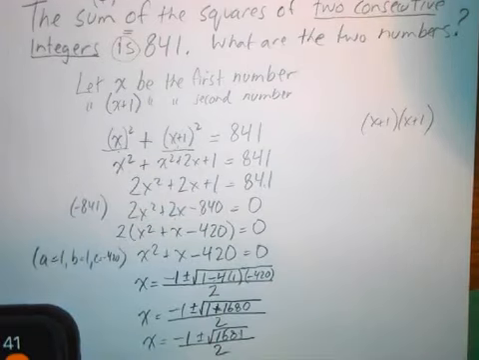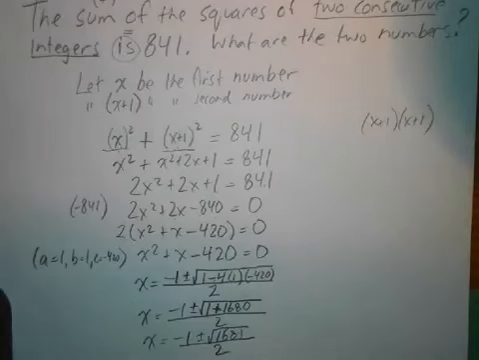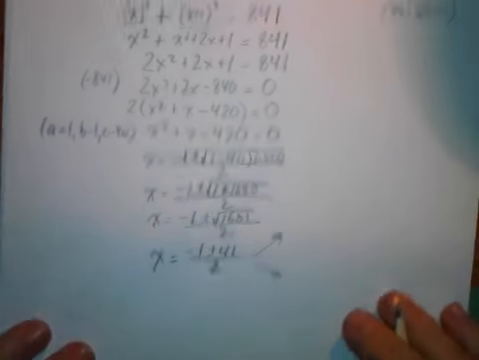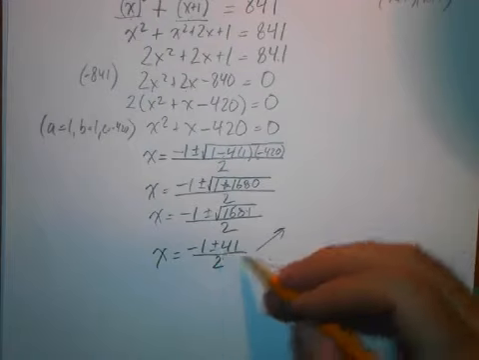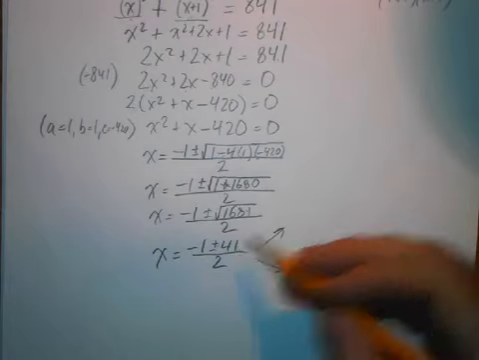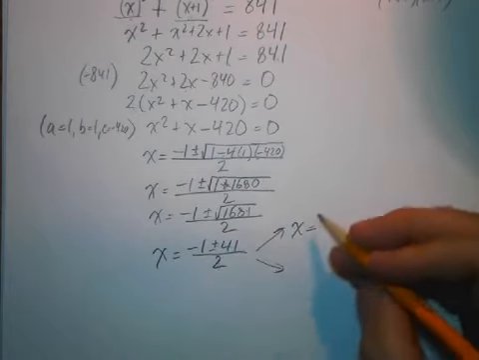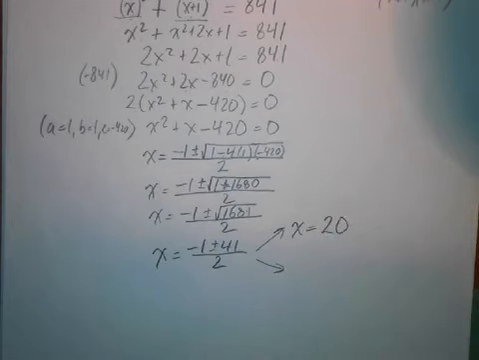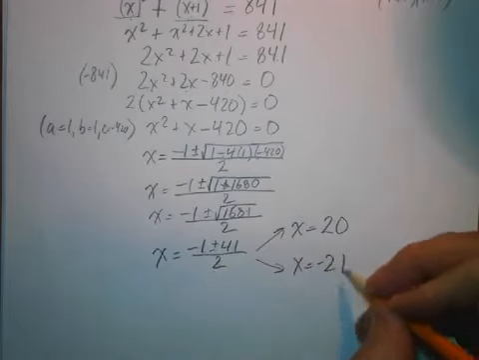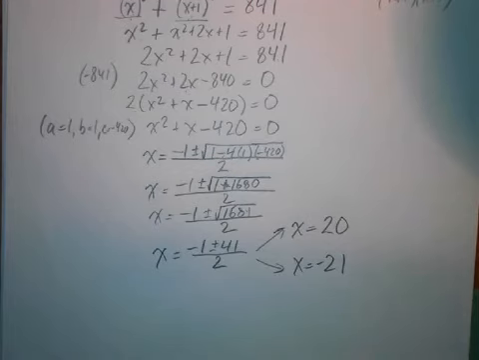Okay, so I can simplify this to x equals negative 1 plus or minus 41, over 2. Now you could branch this off. Maybe I'll do that just to show you what I mean. If I do the plus branch first, negative 1 plus 41 is 40, over 2, so x is 20. And if I do the minus branch, negative 1 minus 41 is negative 42, divided by 2, so x is negative 21. So we actually got 2 answers for x.